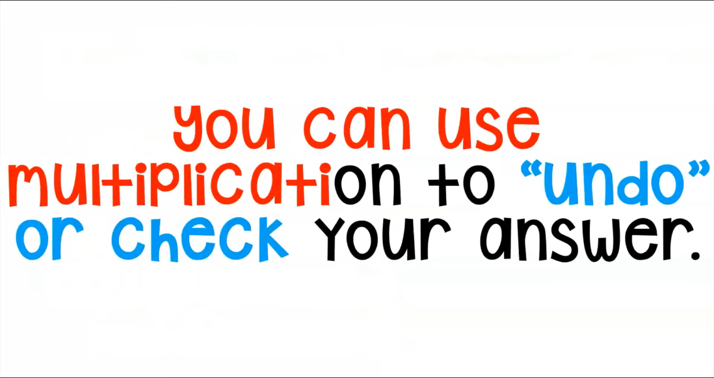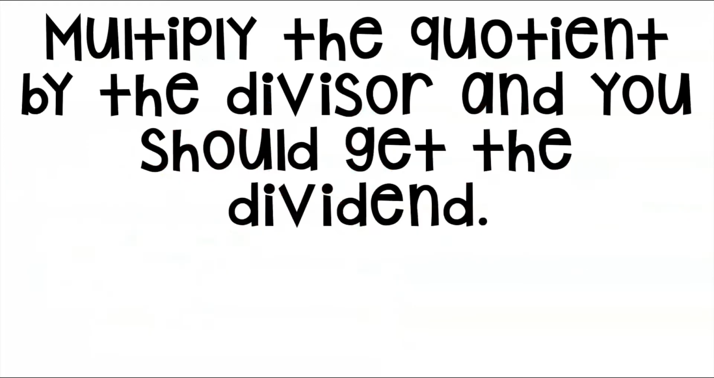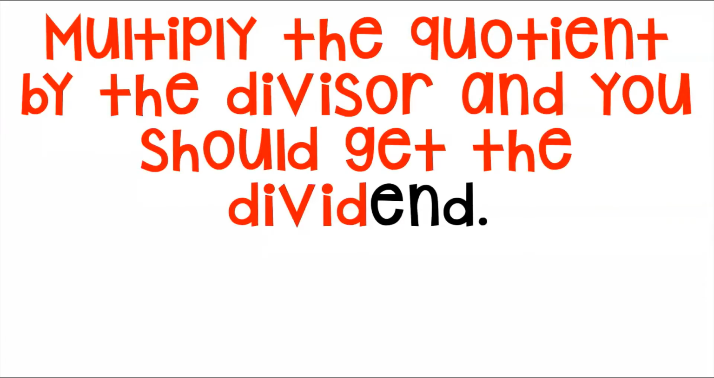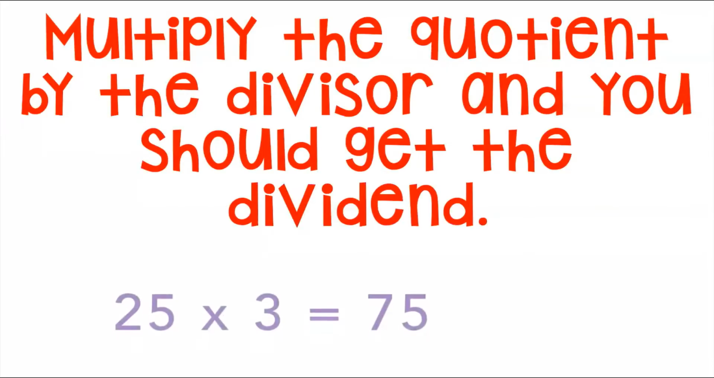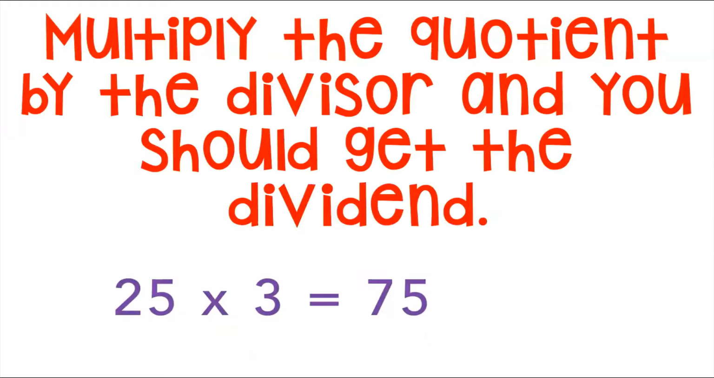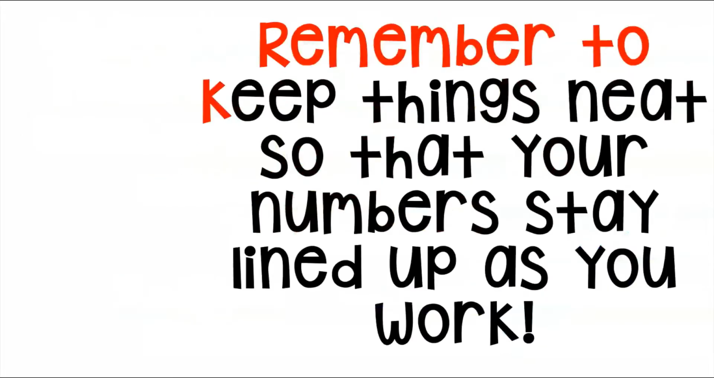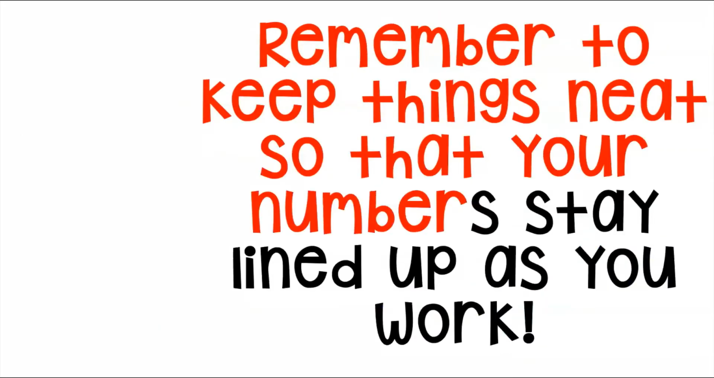You can use multiplication to undo or check your answer. Multiply the quotient, the answer you got, by the divisor, and you should get the dividend. So 25, which was the quotient that we received, times 3, which was the divisor, will equal 75, which was our original dividend. And now we know we made a correct answer. Remember to keep things neat so that your numbers stay lined up as you work.